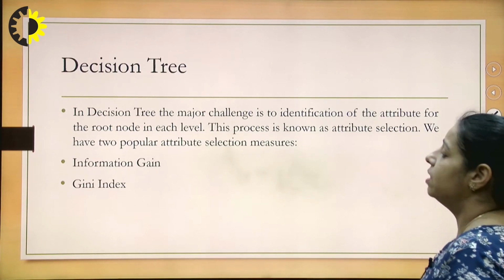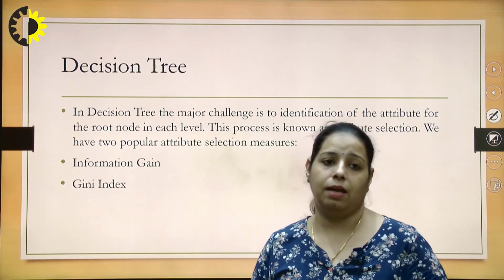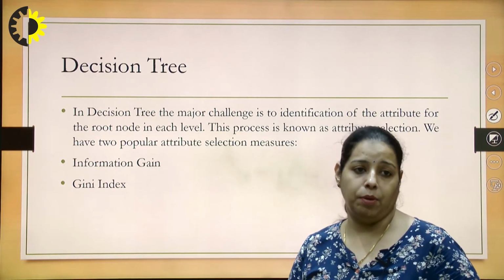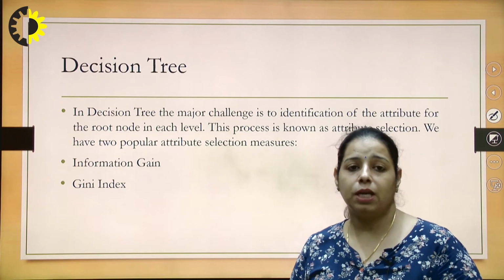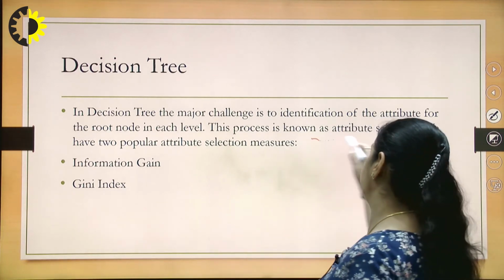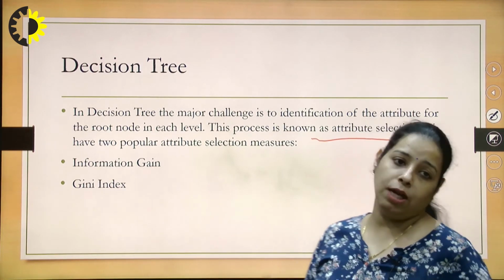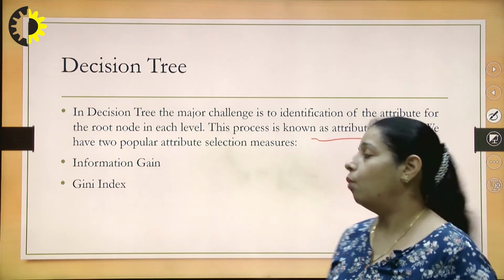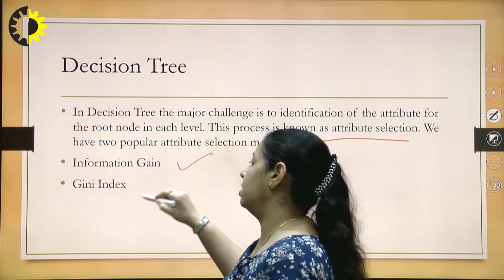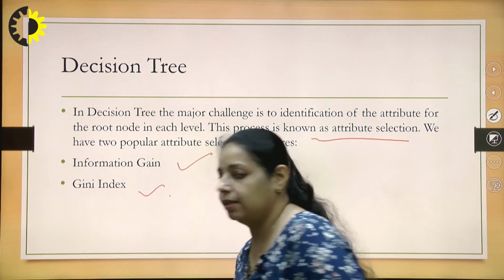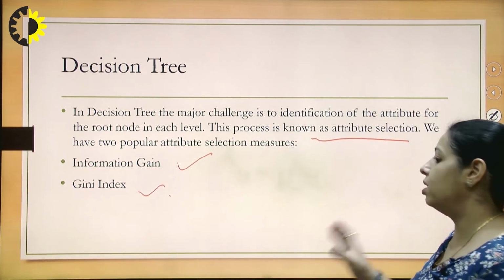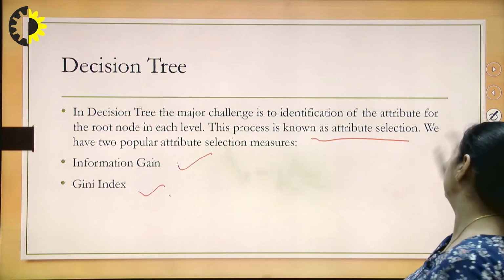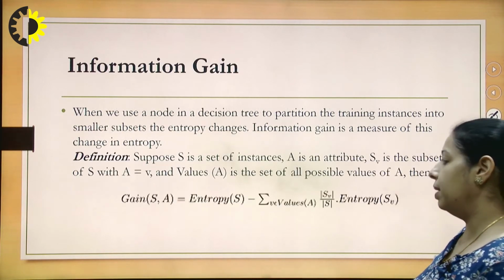Now in decision tree, there are two major challenges to identify the attribute for the root node. This process is also known as attribute selection. So we have two popular attribute selection measures. One is called the information gain, another is called the Gini Index. Let's see what actually information gain and Gini Index are in detail.